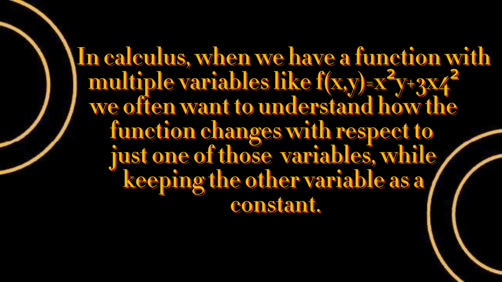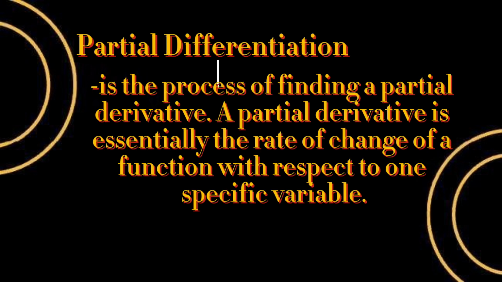In calculus, when we have a function with multiple variables like f of x comma y equals x squared y plus 3xy squared, we often want to understand how the function changes with respect to just one of those variables, while keeping the other variable as a constant. This is where partial differentiation comes in.